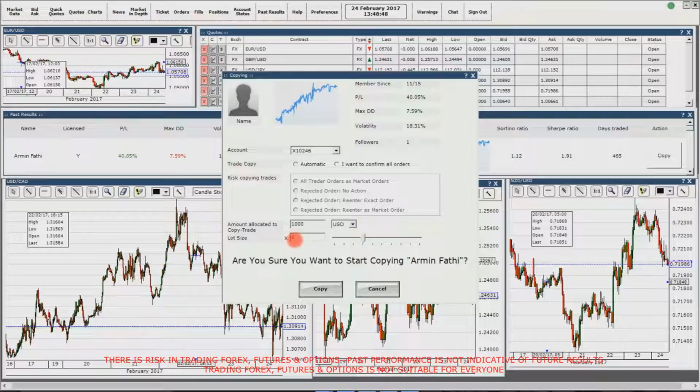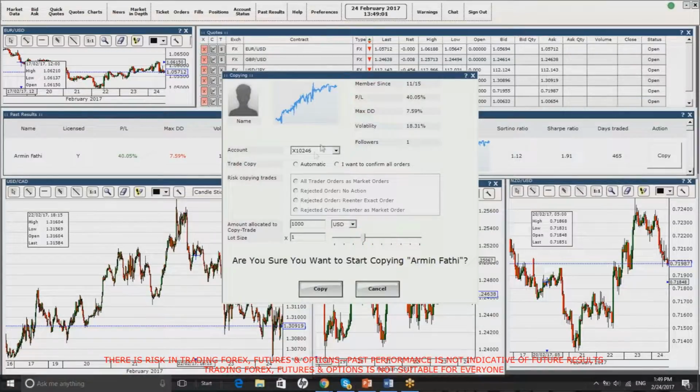Well, actually, let me go down here first. Also, you see the number 1 here. That's the lot size multiplier. This is where we adjust the risk up and down by moving this lever to the left or to the right. Okay, let me get into it so you'll see. Here, first of all, we're checking automatic, and then we take the first selection, which means all trader orders will be entered as market orders.